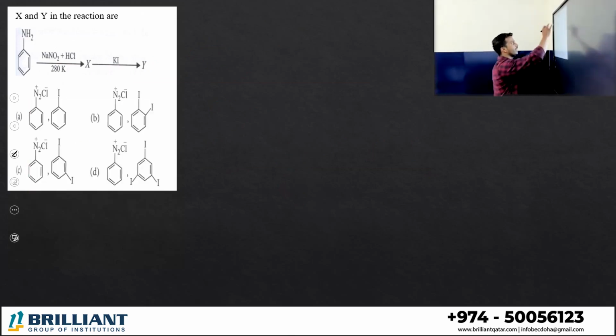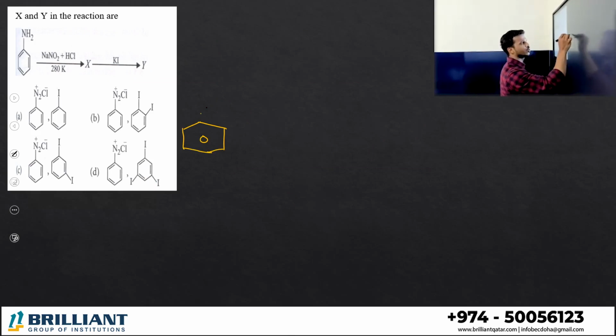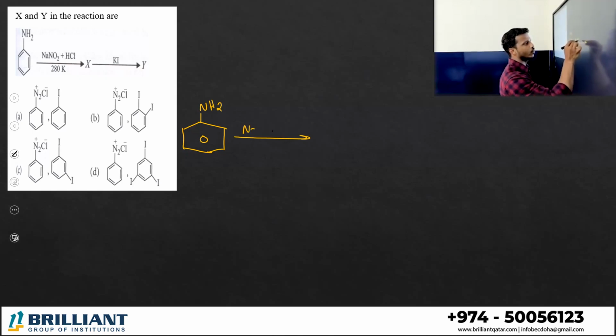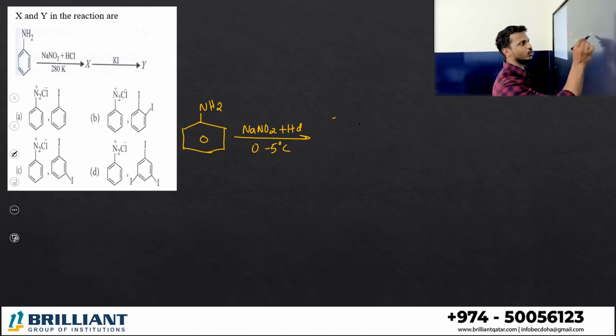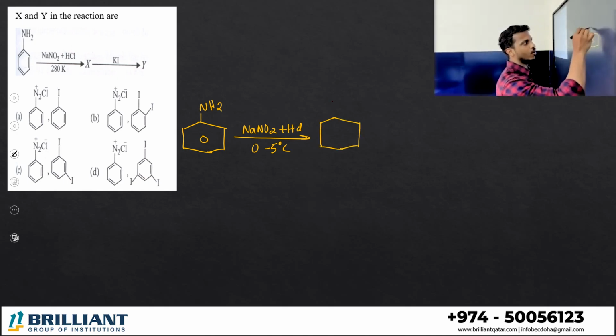Next, a very simple reaction. Your starting material is aniline, NH2. Aniline treating with which one? NaNO2 with the HCl under 0 to 5 degrees Celsius. Name the reaction. Diazotization. You will get which compound? Benzene diazonium chloride, N2+ Cl-.